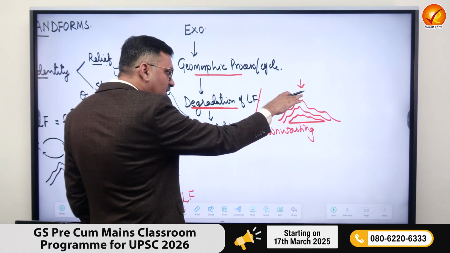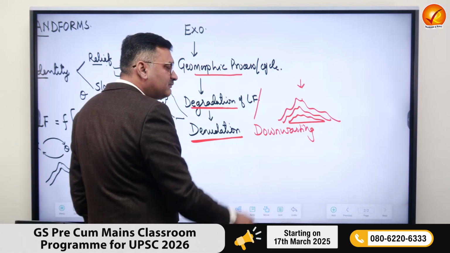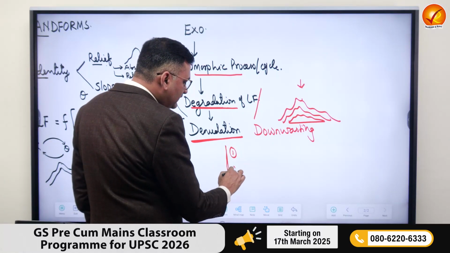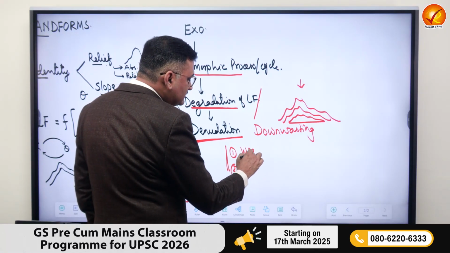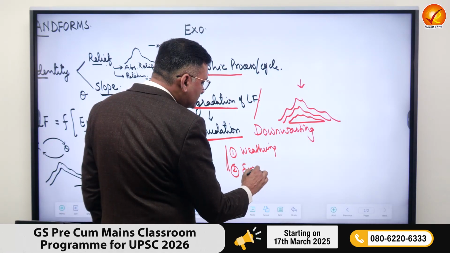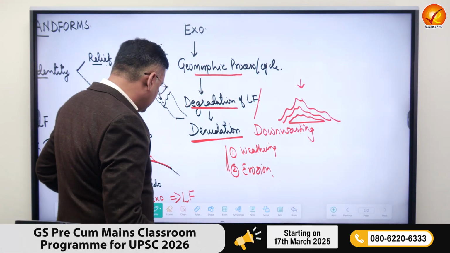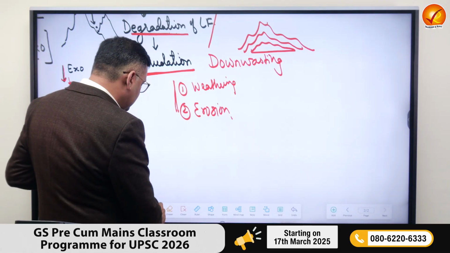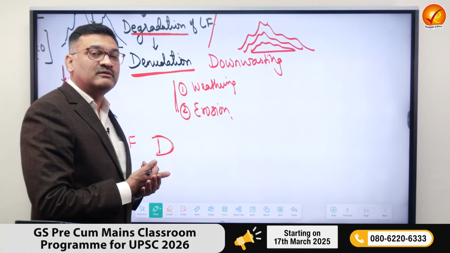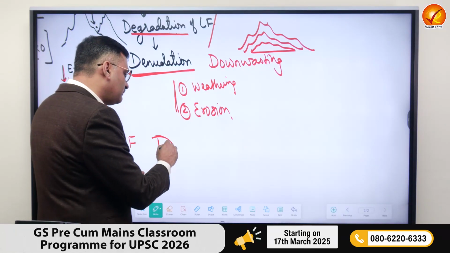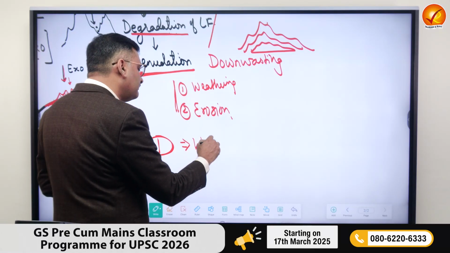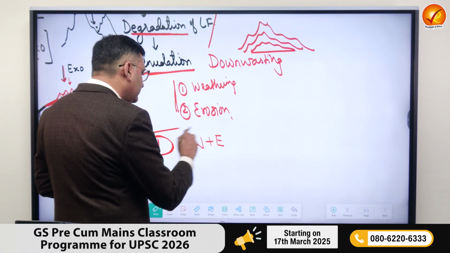And how is the landform coming down? How is the height of the landform declining? We can see that there are two processes involved. Number one is the process of weathering, and second is the process of erosion. So I can write here. So what is denudation or what is the geomorphic cycle? One and the same. Denudation or geomorphic cycle is a combined process of weathering and erosion.